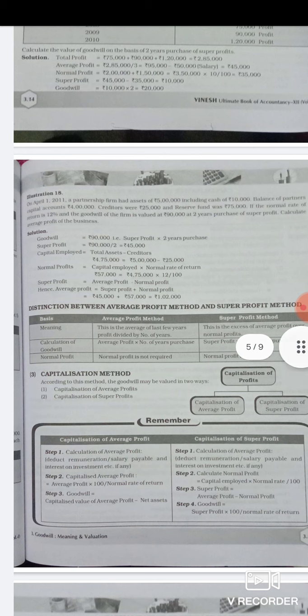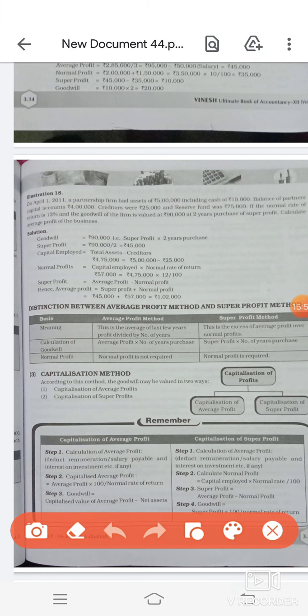we are going to see the next method, that is the capitalization method. To value the amount of goodwill, you are going to study the capitalization method. In the capitalization method, goodwill can be calculated in two ways, that is capitalization of average profit or capitalization of super profit. So as per the sum, we have to calculate it.